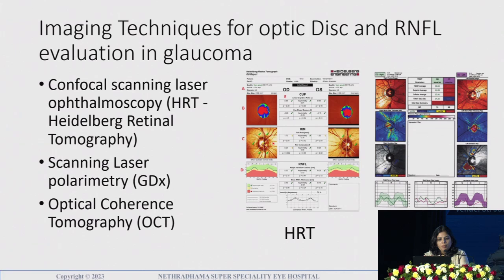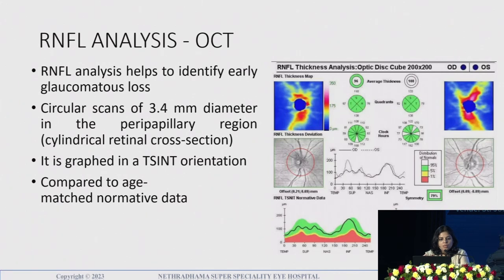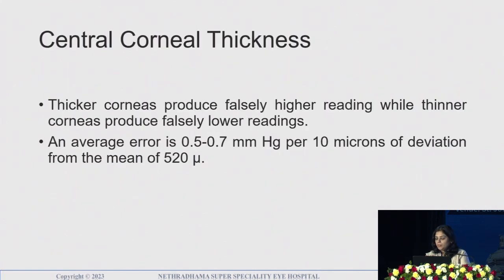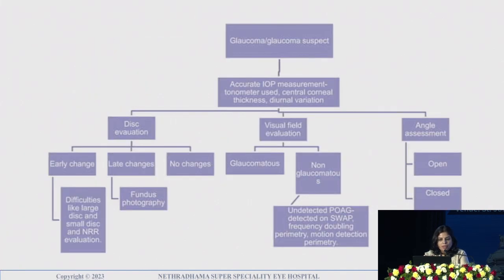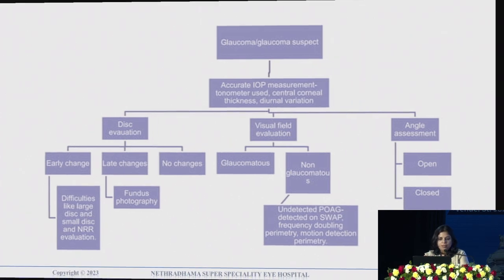There are other different imaging techniques for optic disc and RNFL evaluation, like the HRT, GDx, and OCT. OCT is used for RNFL analysis, and it helps to identify the early or the pre-perimetric glaucoma. Also, another most important thing which you need to check is the central corneal thickness, as thicker corneas produce falsely higher readings, while thinner corneas can produce falsely lower readings. So based on the intraocular pressure, as well as the other diagnostic modalities, we can classify the glaucomas and we can treat them accordingly. Thank you.